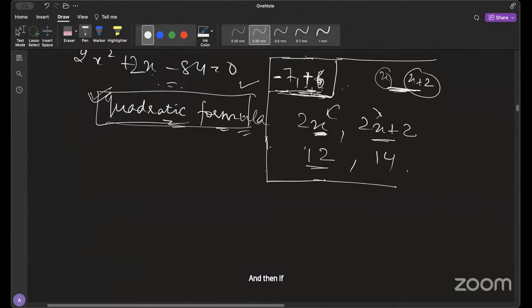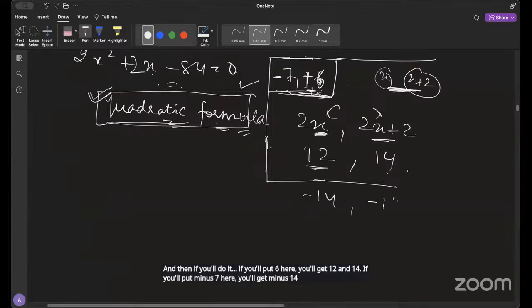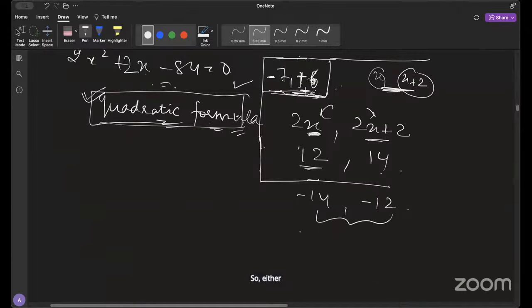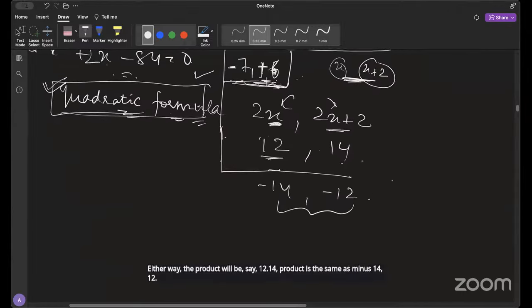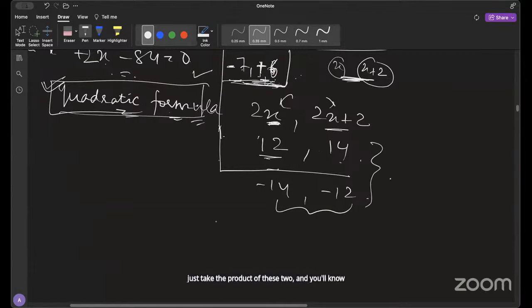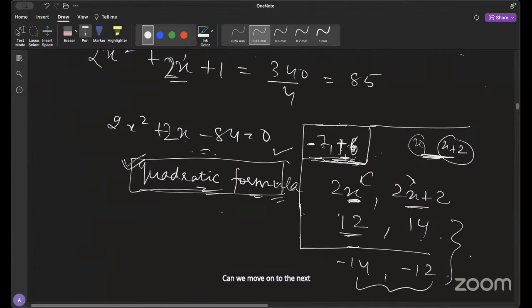And then if you put 6 here, you'll get 12 and 14. If you put -7 here, you'll get -14 and -12. So either way, the product will be the same. The product of 12 and 14 is the same as that of -14 and -12. Just take the product of these two and you'll know the answer. Can we move on to the next question?